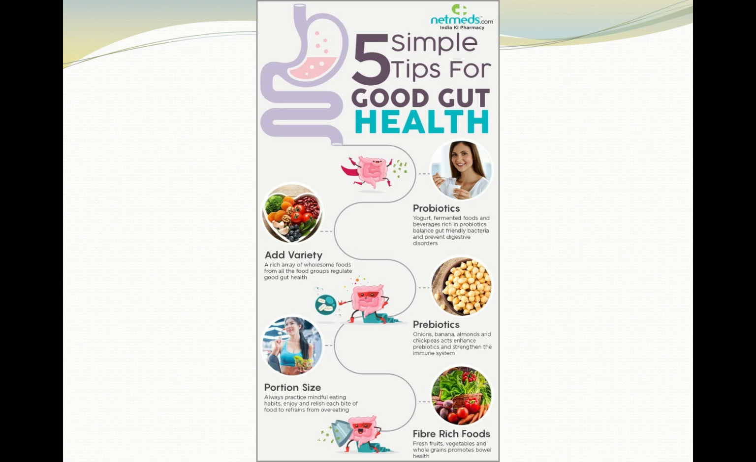Prebiotics are going to help enhance your immune system and enhance your probiotics. So those are going to be like onions, bananas, almonds, chickpeas. They all contain prebiotics, chicory root fibers, etc. Those are prebiotics. Be careful with those though, because if you are sensitive to them, they can affect gas, etc.